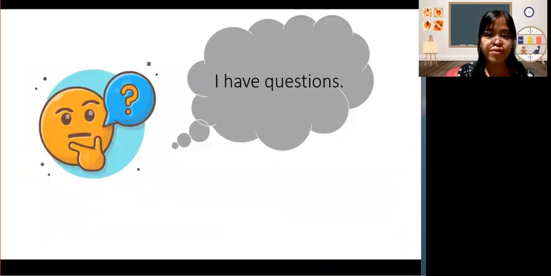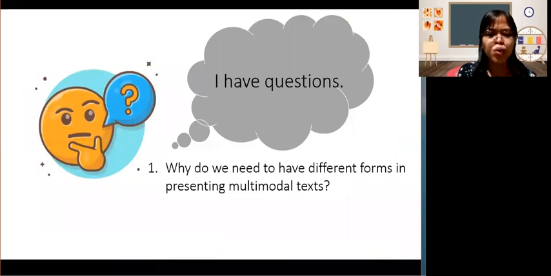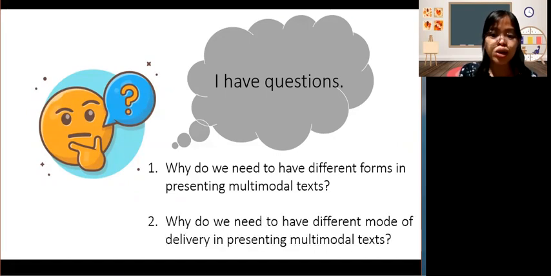I have questions for everyone. First one is, why do we need to have different forms in presenting multimodal texts? And the second one, why do we need to have different modes of delivery in presenting multimodal text? Why do you say so? Why are there different forms of multimodal presentation?